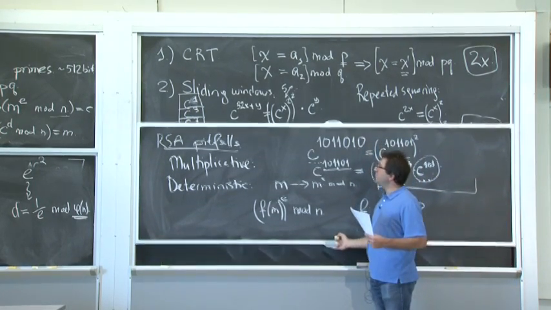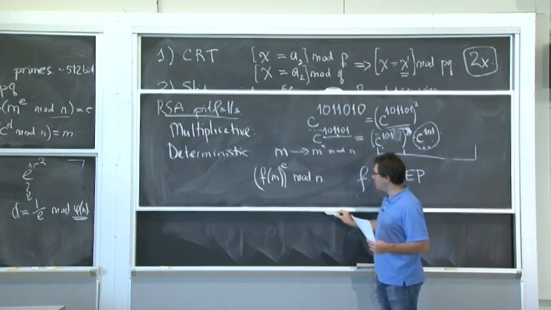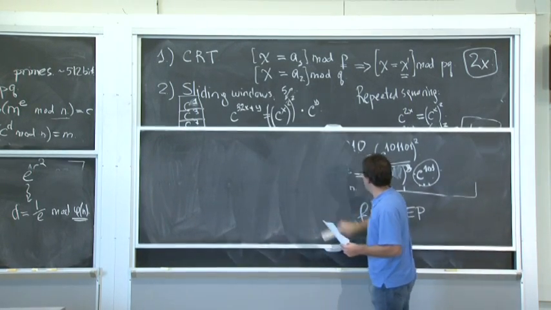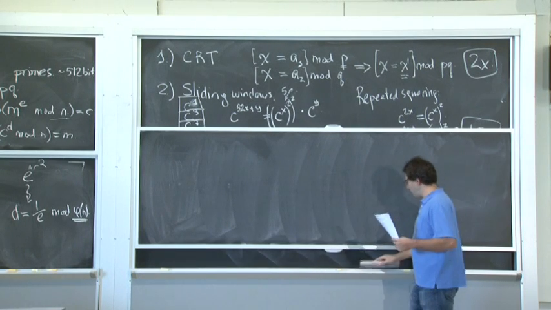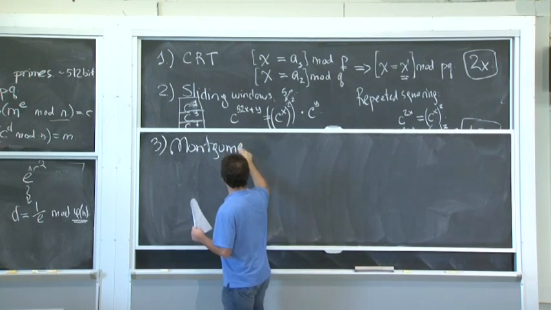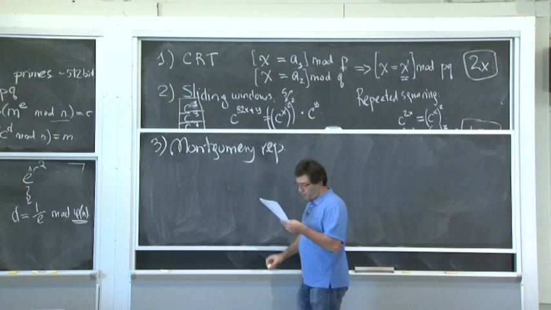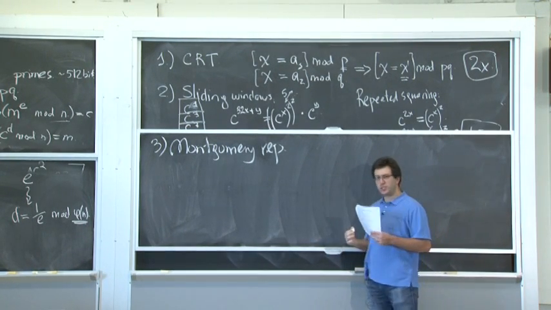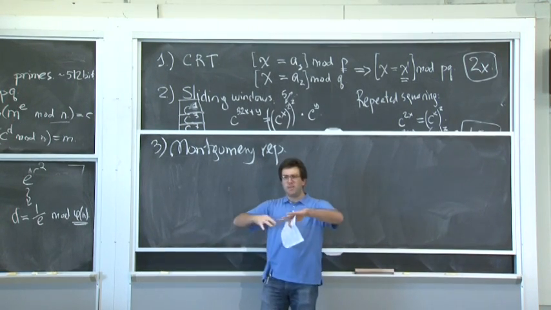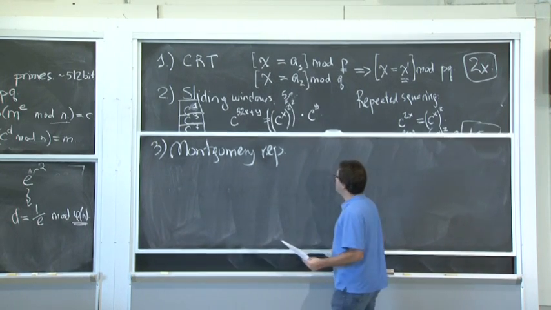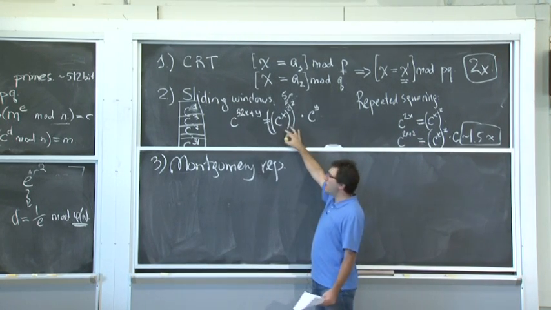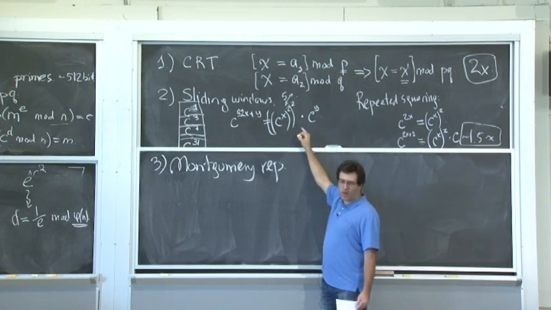The first of these optimizations that we're going to look at, I think I'll erase this board, is called the Montgomery representation. We'll see in a second why it's particularly important for us. The problem this optimization is trying to solve is that every time we do a multiply, we get a number that keeps growing and growing. In both sliding windows and repeated squaring, when you square, you multiply two numbers together. When you multiply by c to the y, you multiply two numbers together.